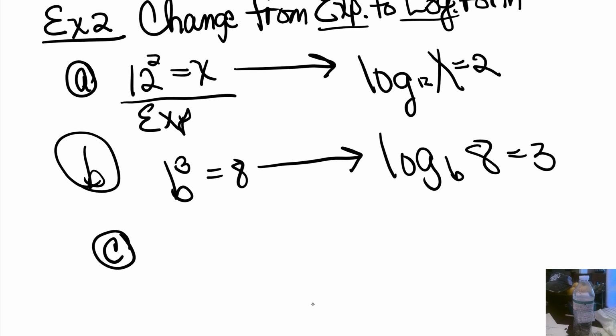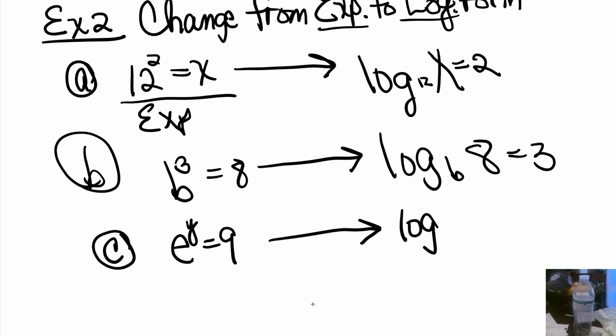Okay, and lastly, example C. In example C, I have e to the y is equal to 9. And I'm trying to write it in logarithmic form. So what I should have is log base e of 9. All right, and then eventually we're going to talk about when they cancel each other out, which is coming up.